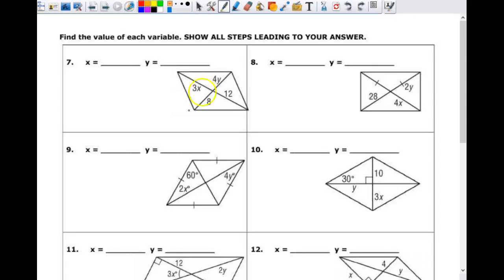Okay, diagonals bisect each other. This is the same as this. This is the same as that. 4y is equal to 8. 3x is equal to 12. Once again, I have full confidence in your ability to solve those one-step equations.